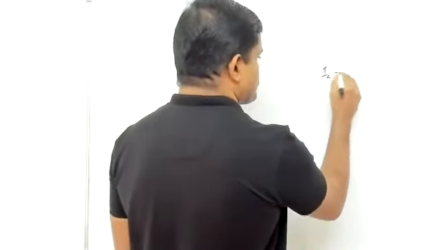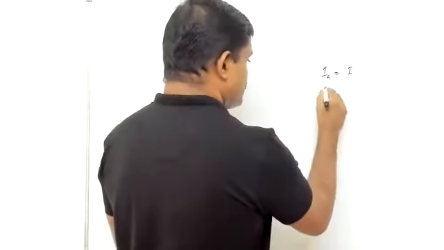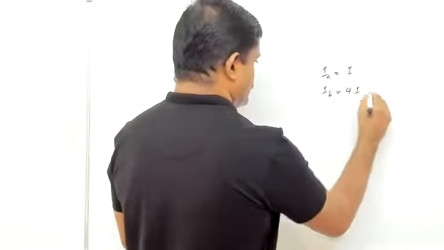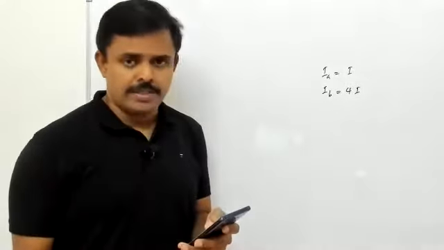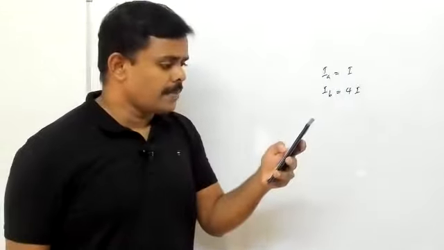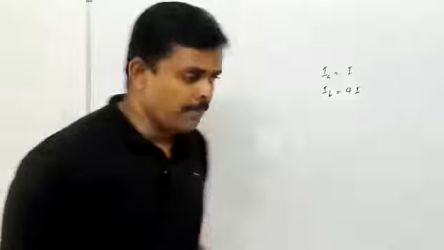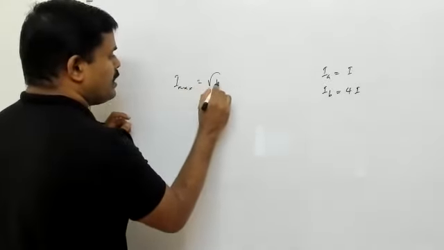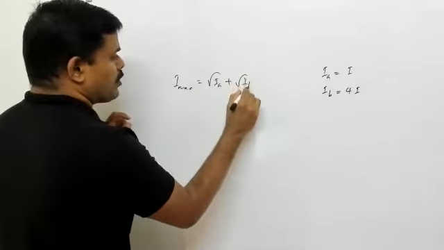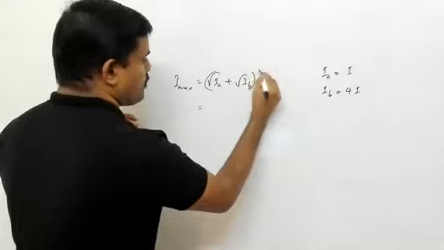So IA is given, it is I. Similarly, IB is given, it is 4I. So IA is equal to I, IB is equal to 4I. You have to find the maximum and minimum possible intensities. What is the equation for Imax? Imax is given by root of IA plus root of IB, the whole square. It's an easy question.